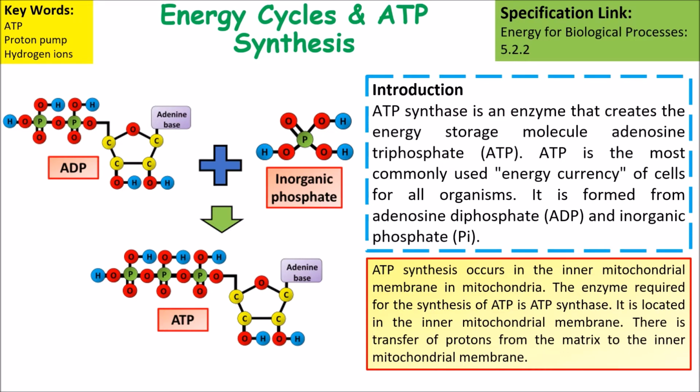ATP synthase is an enzyme that creates the energy storage molecule ATP. ATP synthesis occurs in inner mitochondrial membranes in the mitochondria. The enzyme required for the synthesis of ATP is ATP synthase. It is located on the inner membrane, so there is a transfer of protons from the matrix to the inner mitochondrial membrane that allows this to happen.